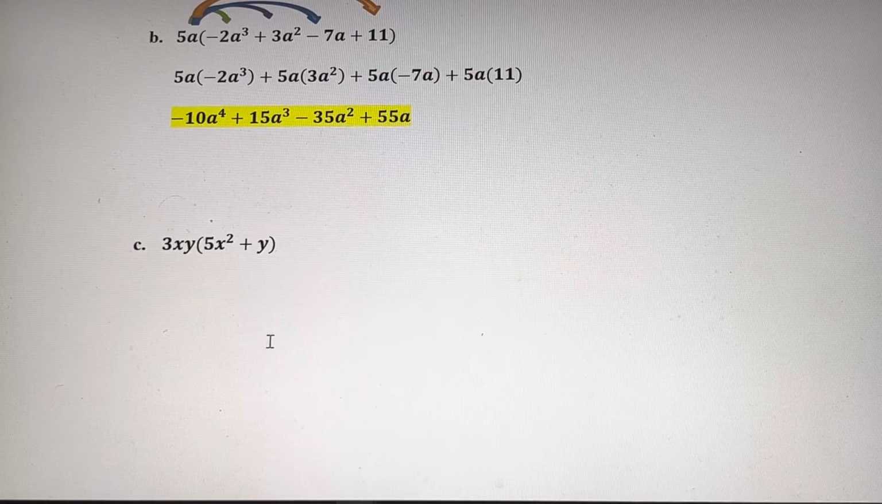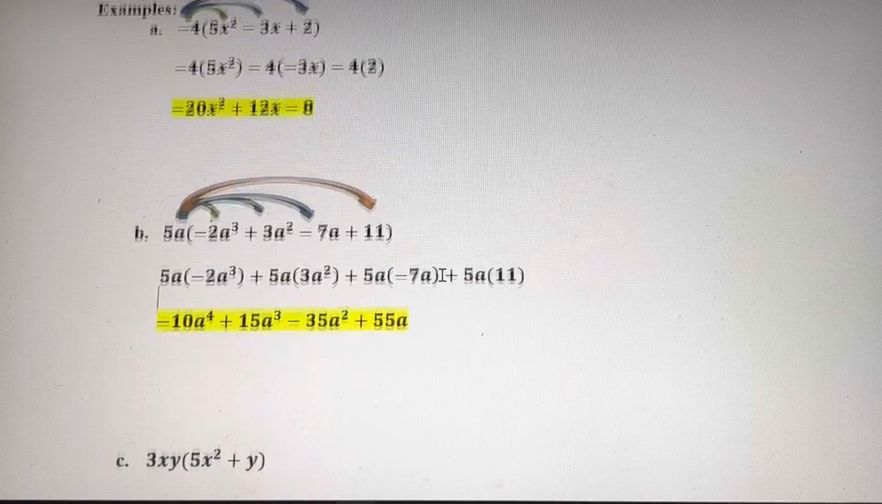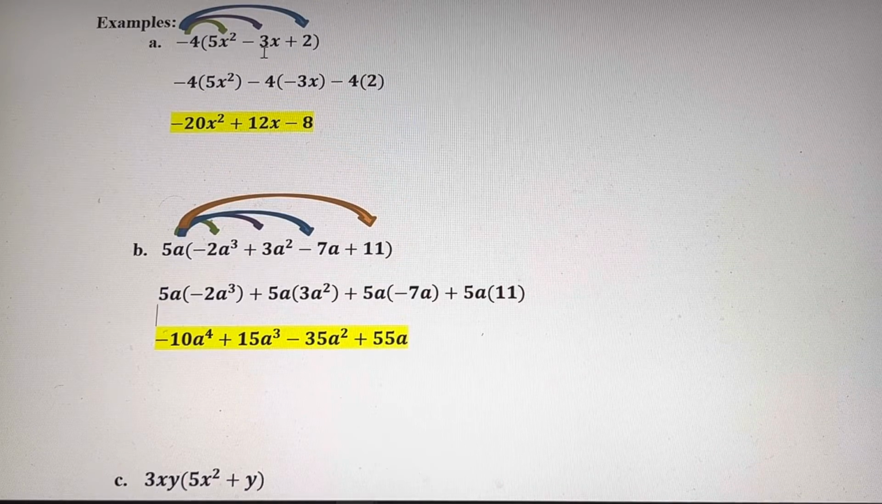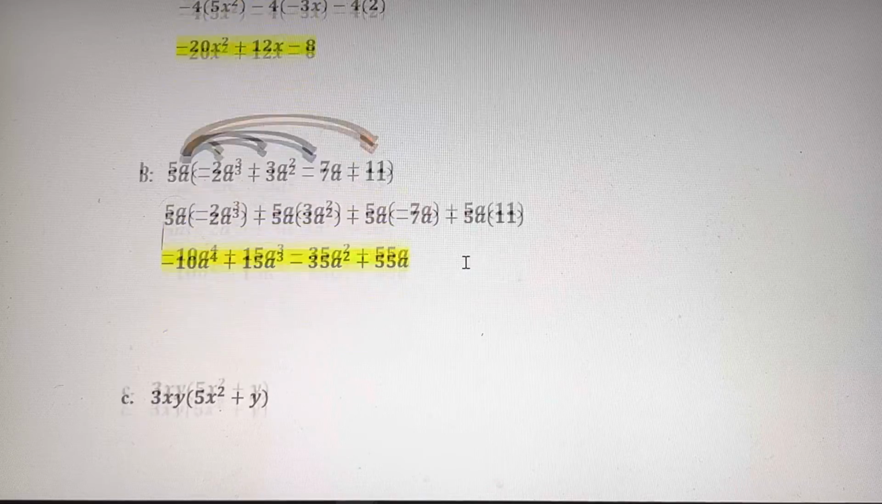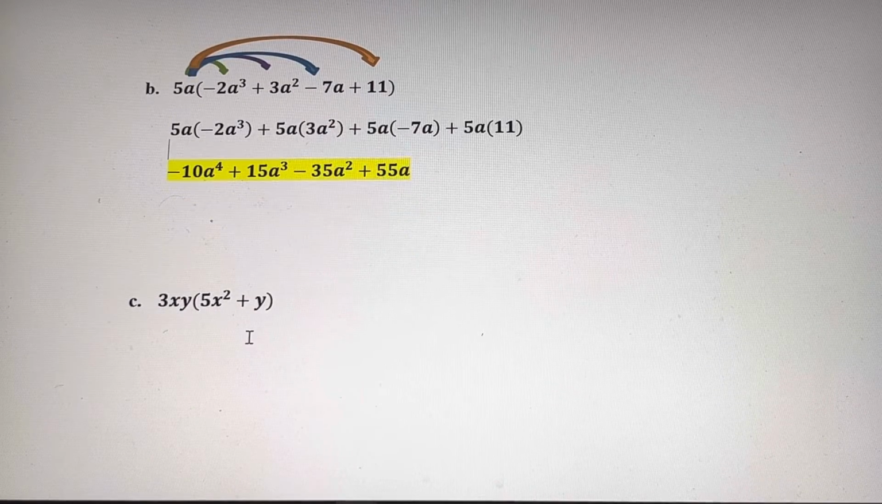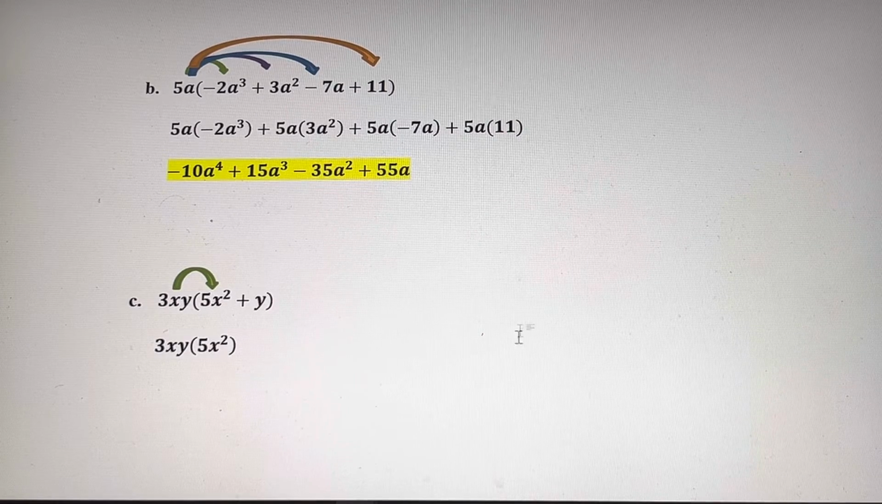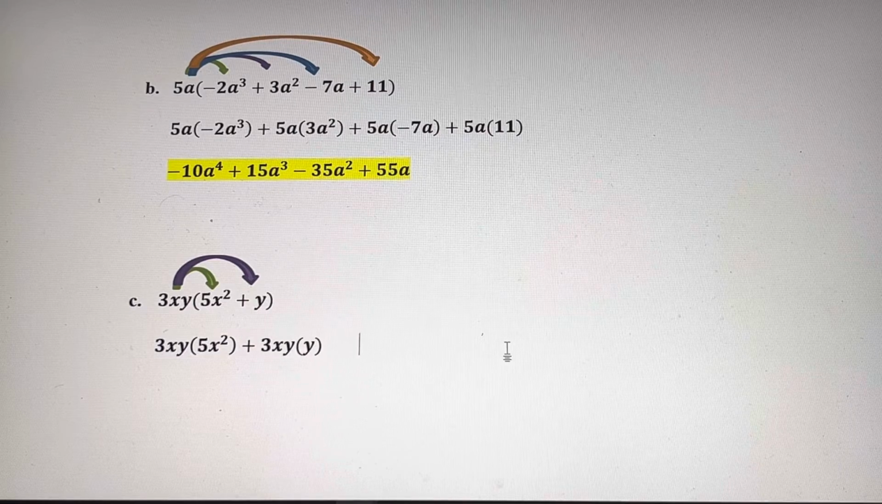And finally, third example here. We've got a monomial times a binomial here, but we've got 2 variables. You know, in the first couple examples, notice we just had the one variable, x in the first one, a in the second one. But here, we just want to make sure we know how to do this. So I've got 3xy as my monomial. I have to multiply it by each term in the binomial here. So 3xy times 5x squared. And then 3xy times y, okay?